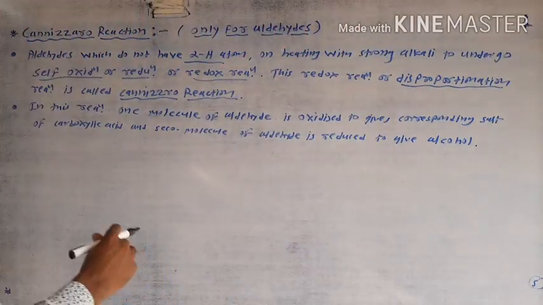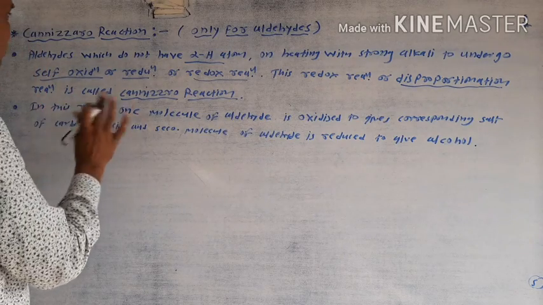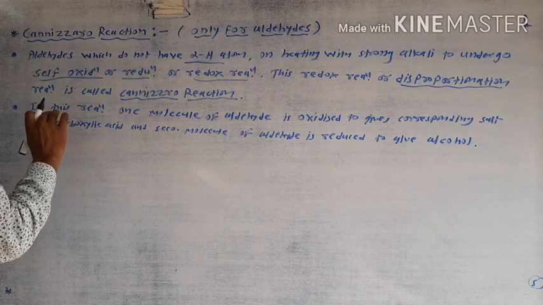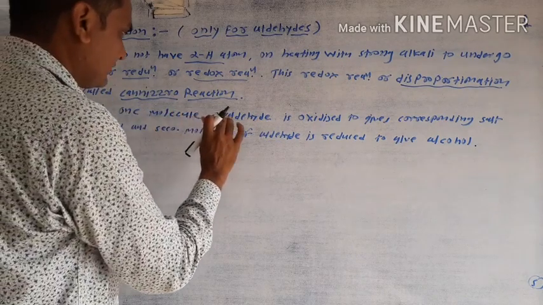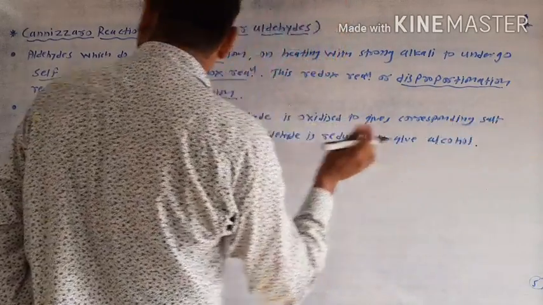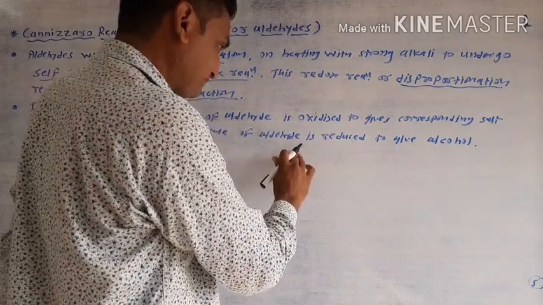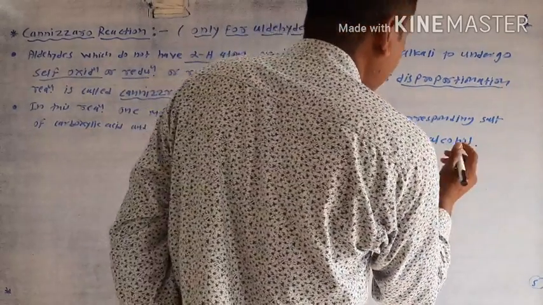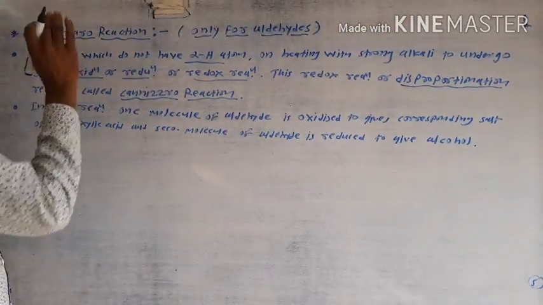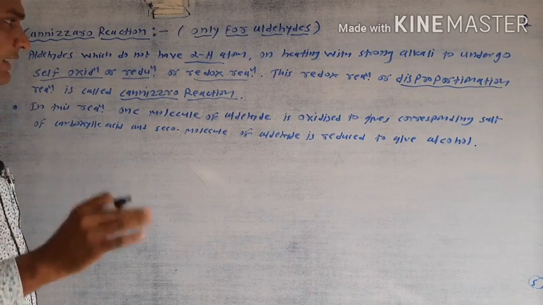The second important thing in the Cannizzaro reaction is that two molecules are required for the reaction. One molecule of the aldehyde that does not have an alpha hydrogen atom is oxidized to give the corresponding salt of the carboxylic acid, and the second molecule of the aldehyde is reduced to give the corresponding alcohol. This reaction requires two molecules of aldehyde which do not have alpha hydrogen atoms.